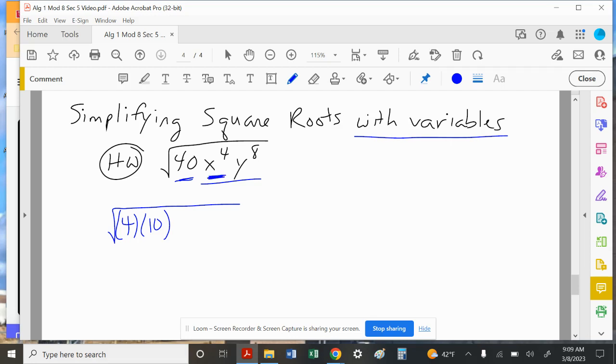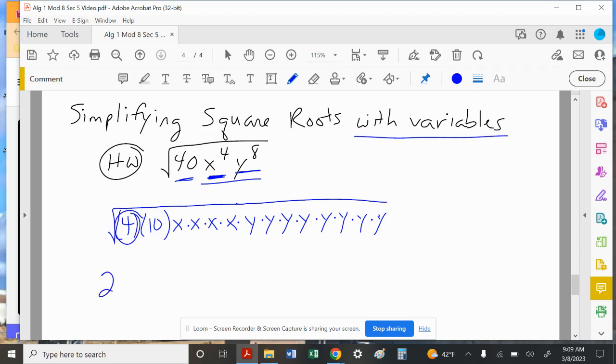Remember, if I have x to the fourth, that means I have x times x times x times x. And if I have y to the eighth, 1, 2, 3, 4, 5, 6, 7, and 8 y's there. So I have a bunch of y's, a bunch of x's. Now notice I can take the square root of 4. That's just 2, so that takes that 4 away. 10 stays inside. I can't do anything about the 10.